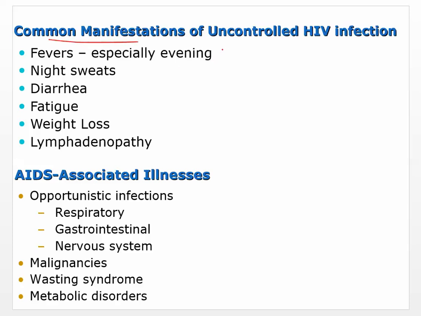That's right. Because initially, if you don't control the HIV infection, like if you don't take certain medications that we'll talk about, then maybe initially when you're first infected, you'll see almost like flu-like symptoms: fevers, night sweats, diarrhea, fatigue, weight loss, lymphadenopathy, so swollen lymph nodes.